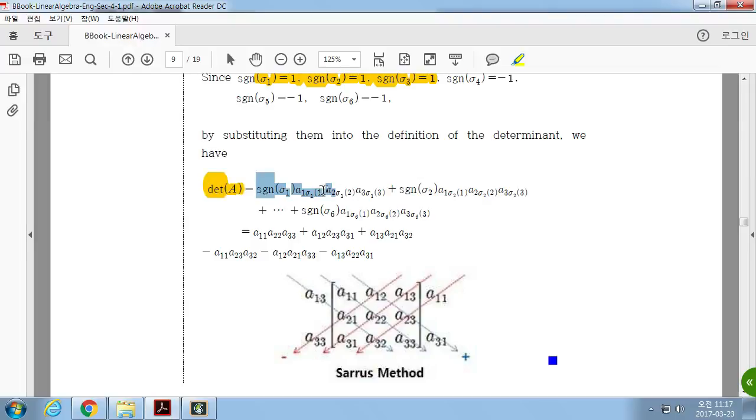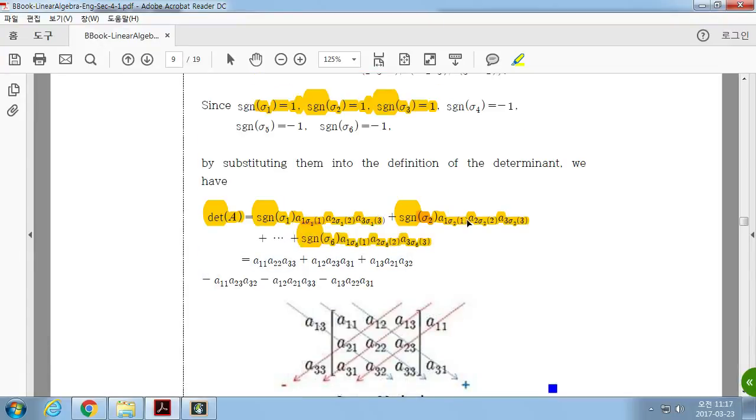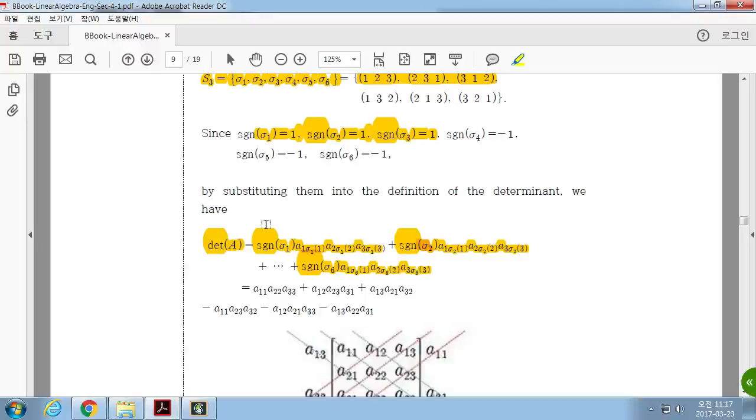We have the first one times the signature of sigma. For the second permutation, we have this. And for permutations 3, 4, 5, 6, we have this. Then what will this be? For the first one, these 3 are plus and these are minus. This 1 goes to 1, 2 goes to 2, and 3 goes to 3, so A11, A22, A33 for the first one. Second, 1 goes to 2, so A12, 2 goes to 3, so A23, and 3 goes to 1, so A31, like this. And so on.